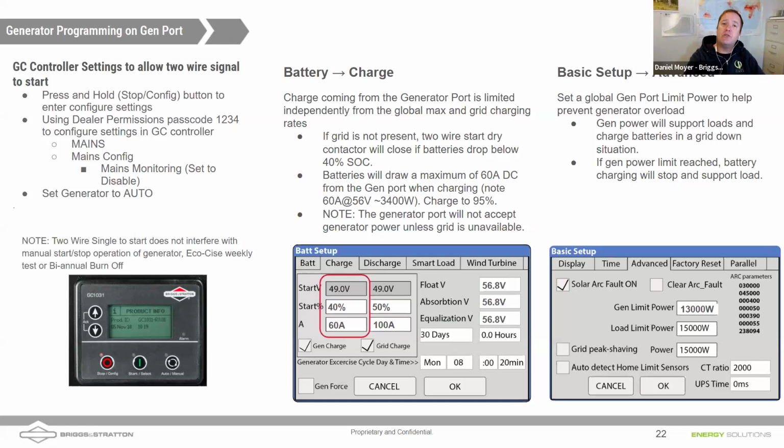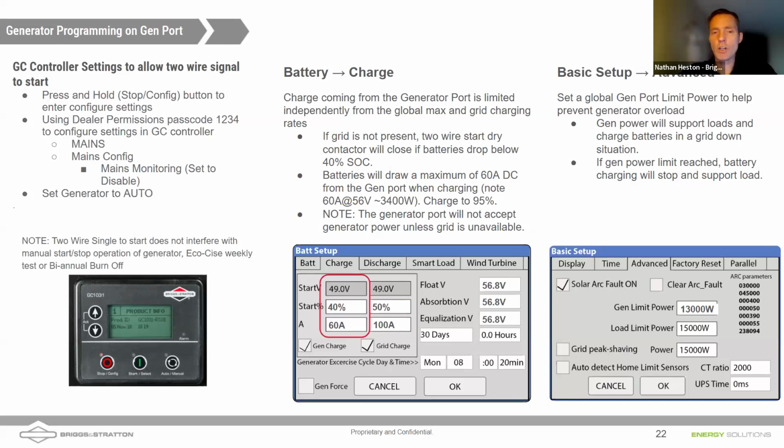Adjust it so that it still sees the presence of grid and the presence of a two-wire start signal, and it will start up. Yeah, so disabling the auto mains sensing is going to allow that generator to respond to the two-wire start signal, and it allows the inverter to start and stop the generator based on the programming that you do.